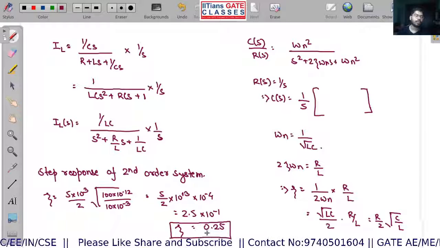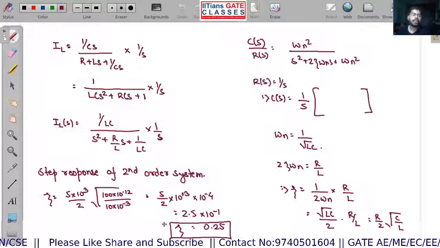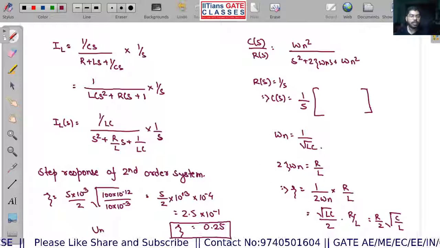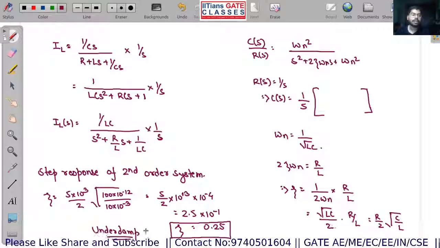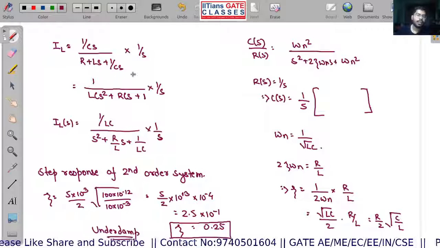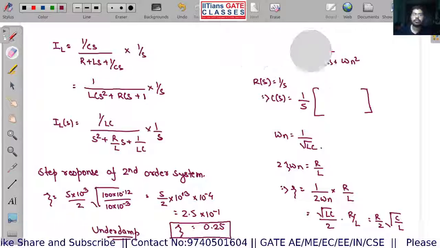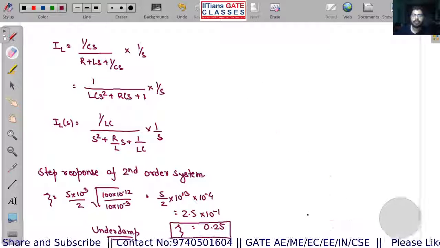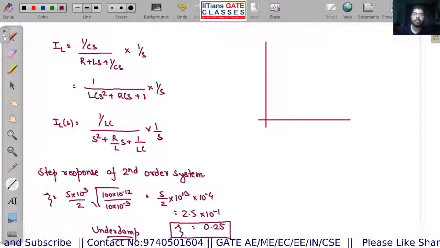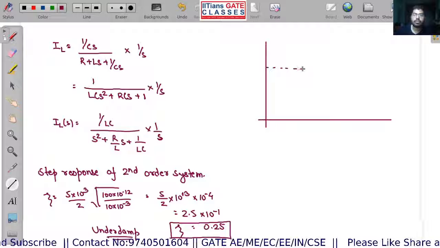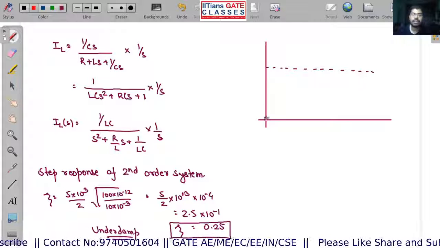This means what? What kind of system is this? This is basically an underdamped system, a second order underdamped system. In an underdamped system, if I draw the step response, how does it look? If you remember, it looks something like this.